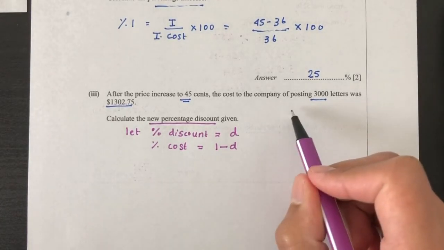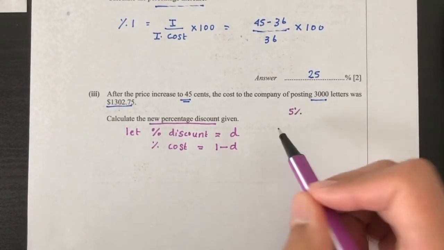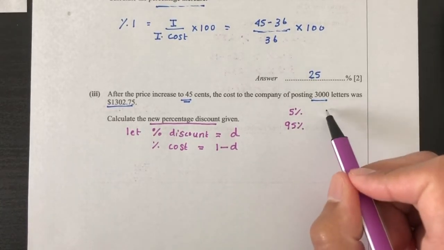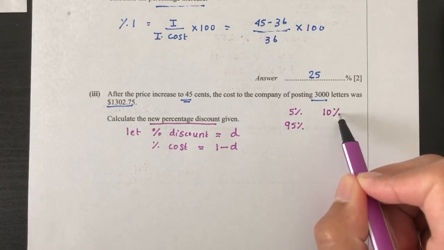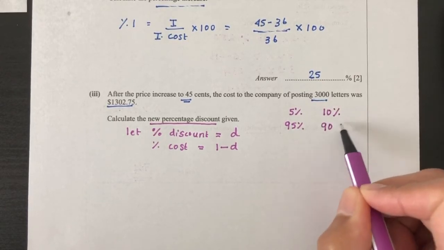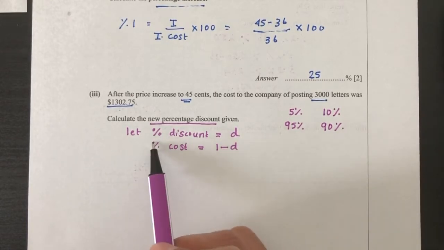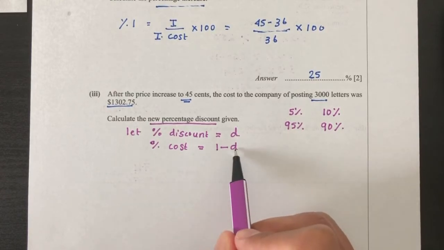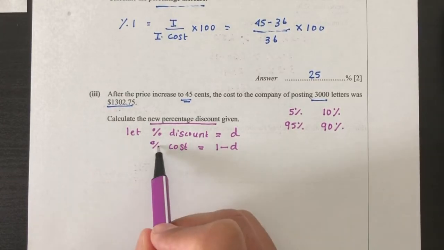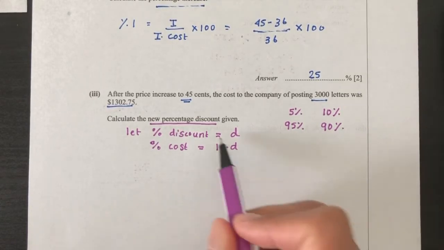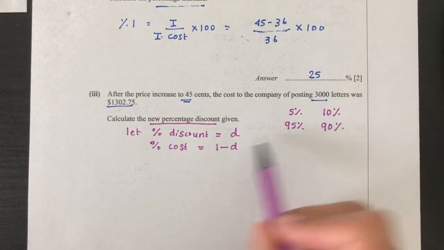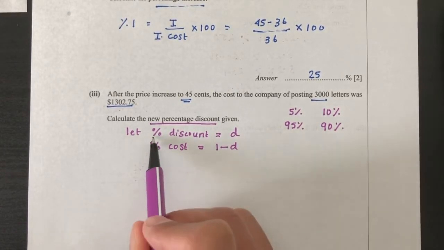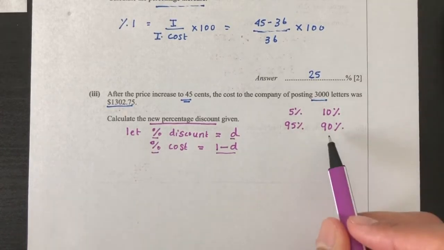So let's say you were given a discount of 5%, so you are paying 95%. Another example. Let's say you were given a discount of 10%, so you will be paying 90% of the cost. So same way, if you're given a discount of D, you will be paying 1 minus D. So it's percentage, that's why we write in this way, but if you want to simplify, it will become D percent, 100 minus D percent. So this one is just percentage is simplified to D and 1 minus D.